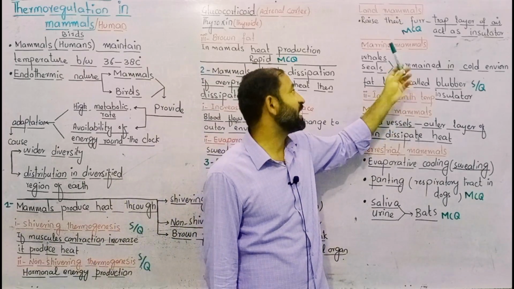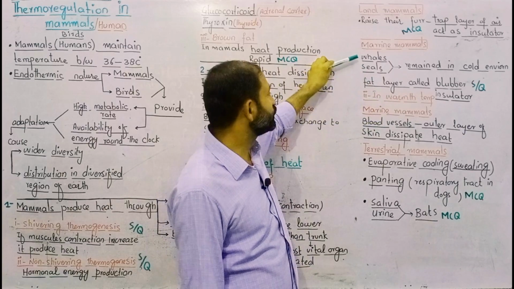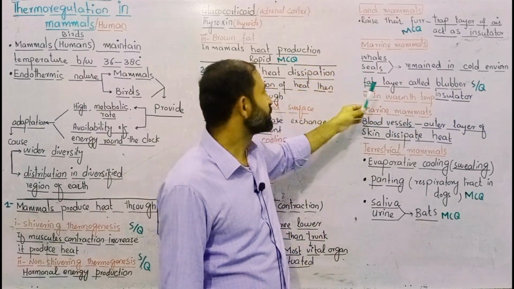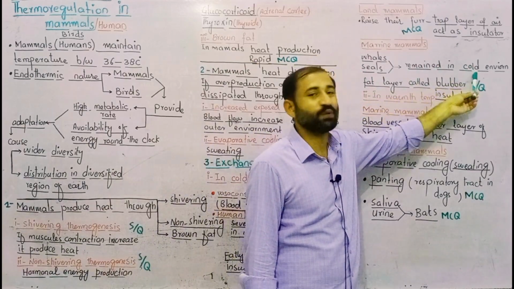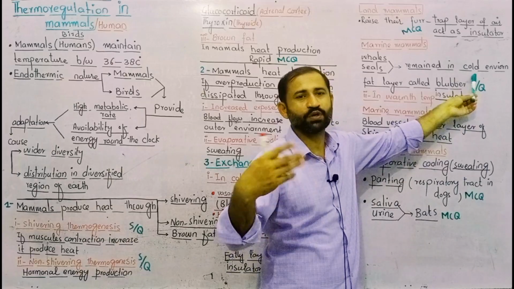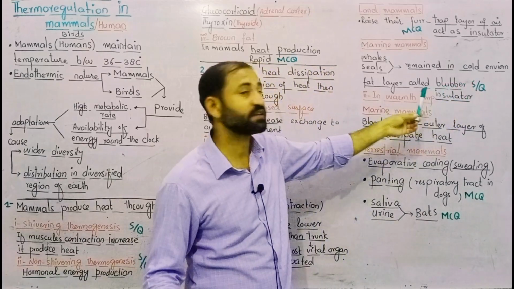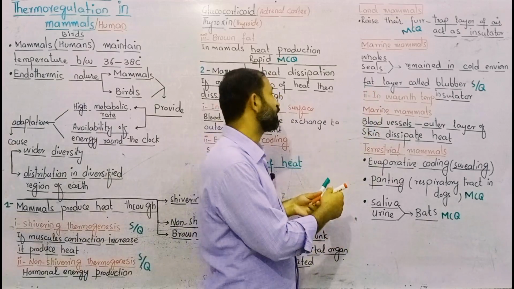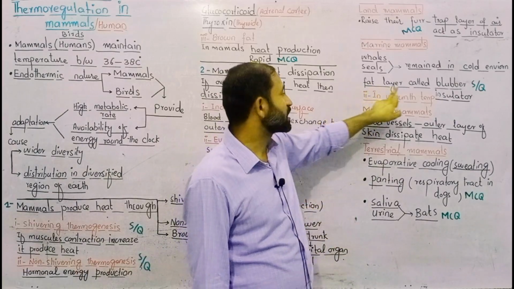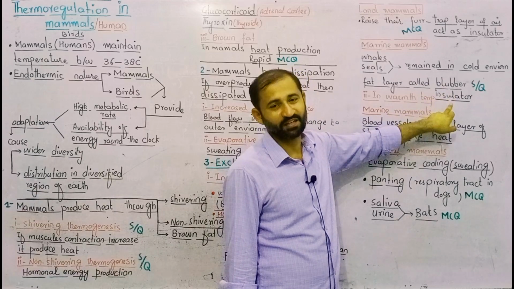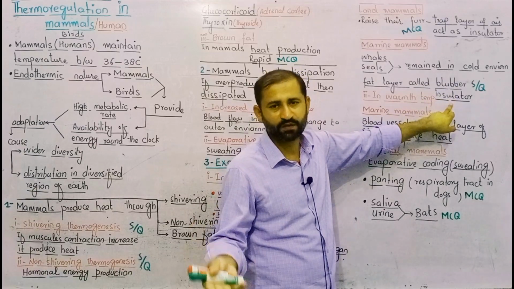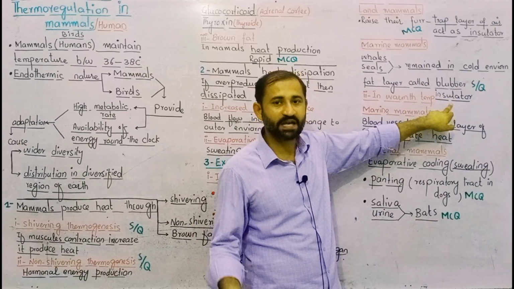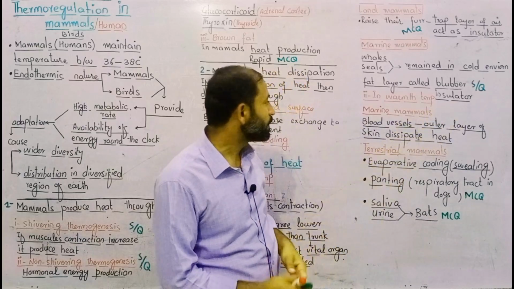Next one is in marine mammals. Marine mammals, whales or seals remain in a cooled environment. Means in which type of environment they are living, the temperature is down. So a fatty layer or fat layer called blubber acts as an insulator. Blubber is similar to that one fat layer like in humans.